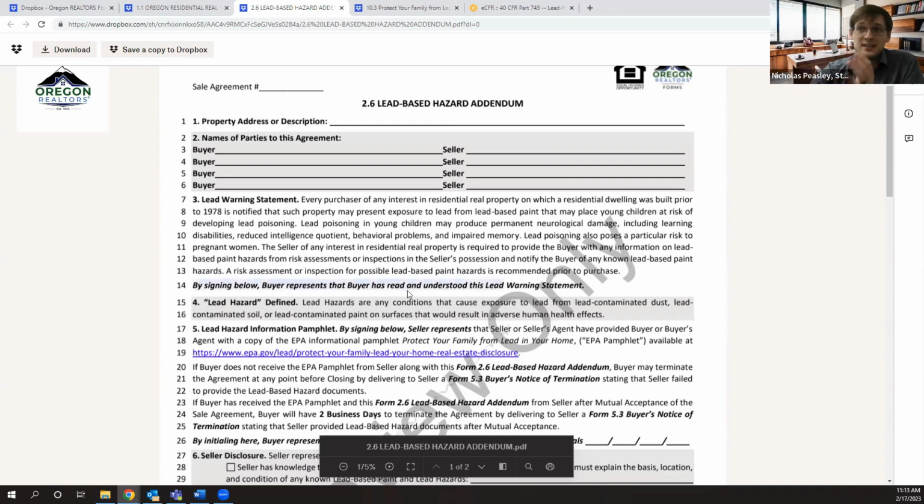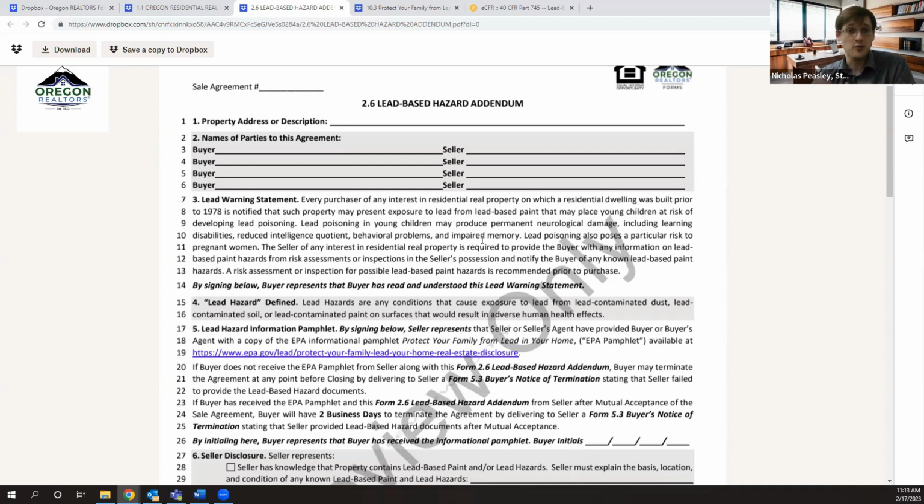And we say that by signing the document, buyer represents that they understood and read this warning statement. The buyer has been given the statement. The seller can't guarantee that the buyer understands it. So we have the buyer's signature represent understanding.